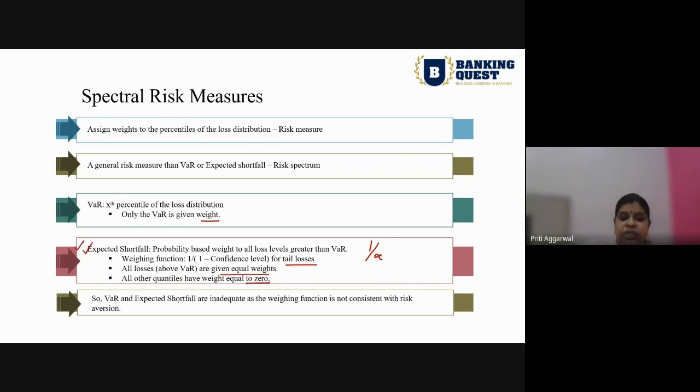So the VAR and the expected shortfall are inadequate as the weighting function is not consistent with risk aversion, right? So whenever I assign weights to the percentiles of the loss distribution, since they are not consistent, they will give you an inadequate number.